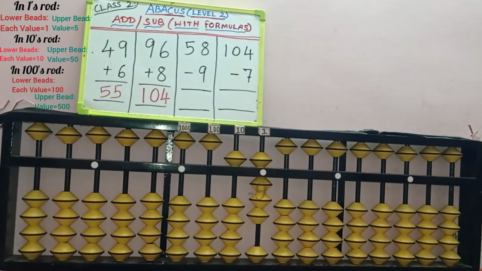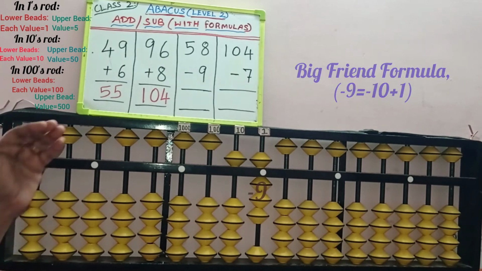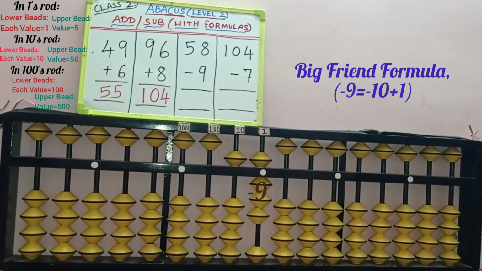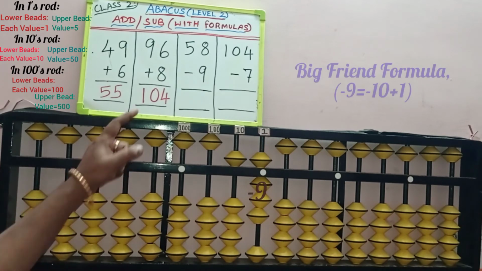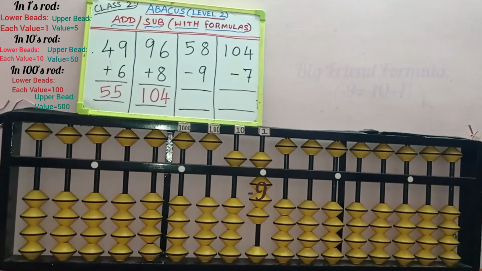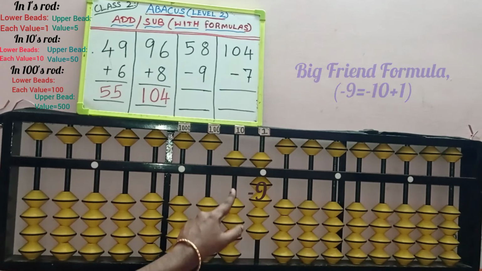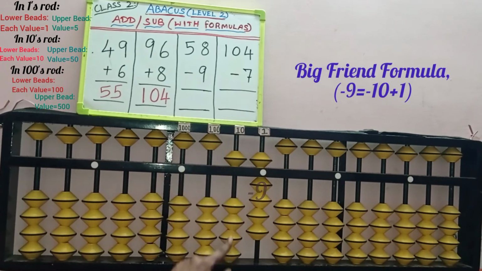Okay. Again 9 is having two formulas. First we need to check big friend. That is 9's big friend is 1 because 9 plus 1 equal to 10. But in question minus 9 is there. That is we need to do plus 1 in 1 start. See here, 1 bit is available to add. So do plus 1, remove the bars in 10 start. That is we need to do minus 10 here.